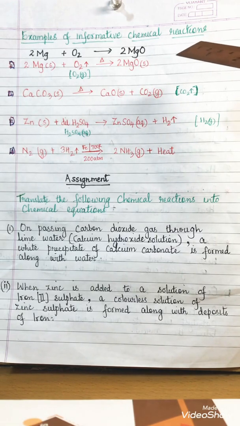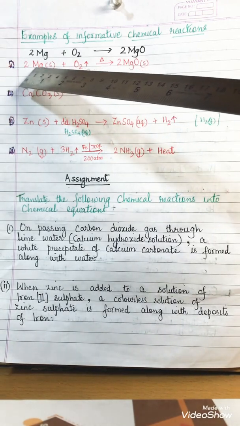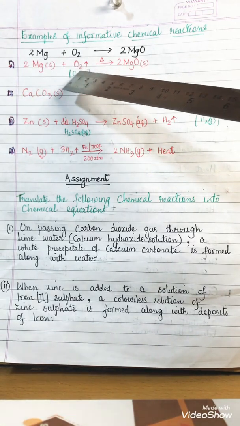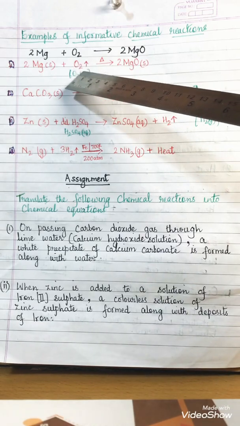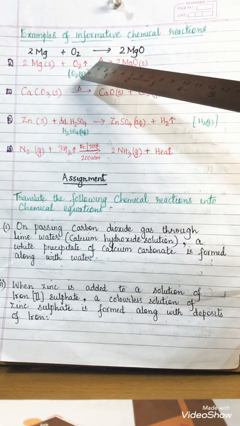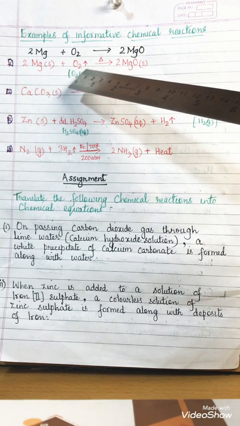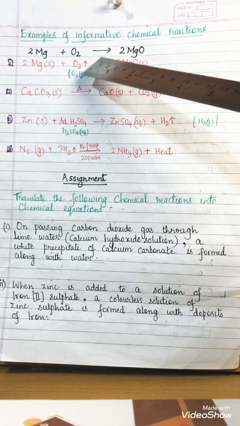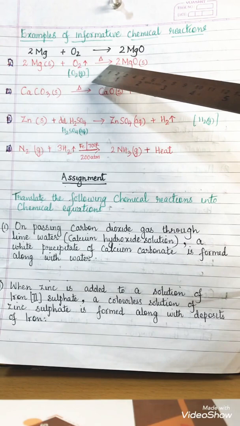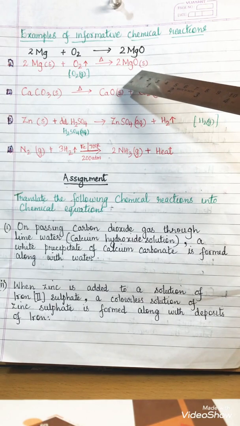Now we can make this equation more informative by writing S next to Mg, telling us that magnesium is solid, plus O2, oxygen is a gas. So either you can put this upward arrow or you can write G in bracket. Then on heating, so this reaction occurs only when magnesium is burnt in air. So on providing heat, we put the symbol of heat, or you can write burn on the arrow. And magnesium oxide is a powdery ash, so it's solid, so you write S in bracket.